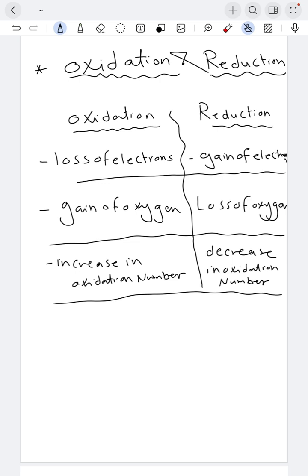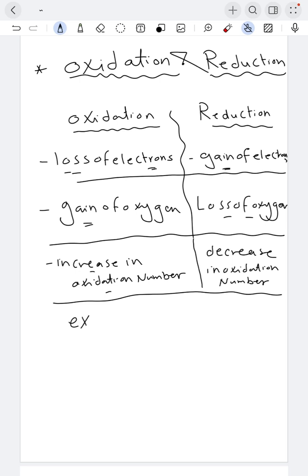These are three definitions for oxidation and reduction, and we can see they are opposite. We see here oxidation is loss of electrons, while reduction is gain of electrons. Oxidation is gain of oxygen, while reduction is loss of oxygen. And the last one: oxidation is increase in oxidation number, while reduction is decrease in the oxidation number. Okay, so let's go and see some practice equations in order to identify whether it is oxidation or reduction.